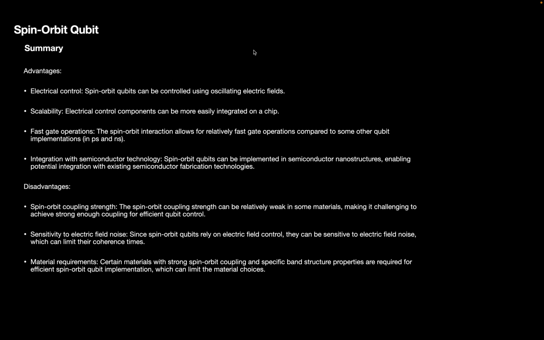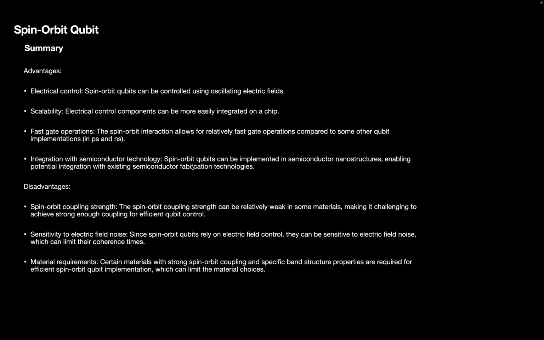So just to summarize the advantages and disadvantages, the advantages of a spin-orbit qubit are, first, of course, the electrical control of the spin state. And then because you are using electrical control, these electrical components can be easily integrated into a chip. This is good for scalability. And you have fairly fast gate operation, which is typically in the picosecond and nanosecond range. And just as with any semiconductor quantum dot, you have potential integration with semiconductor technology.